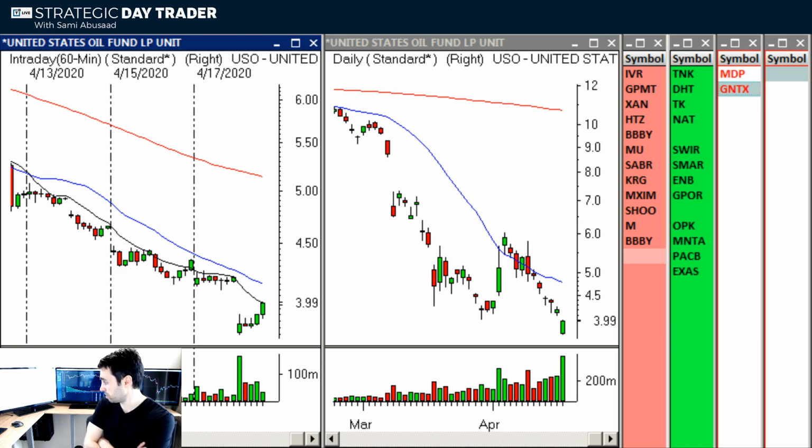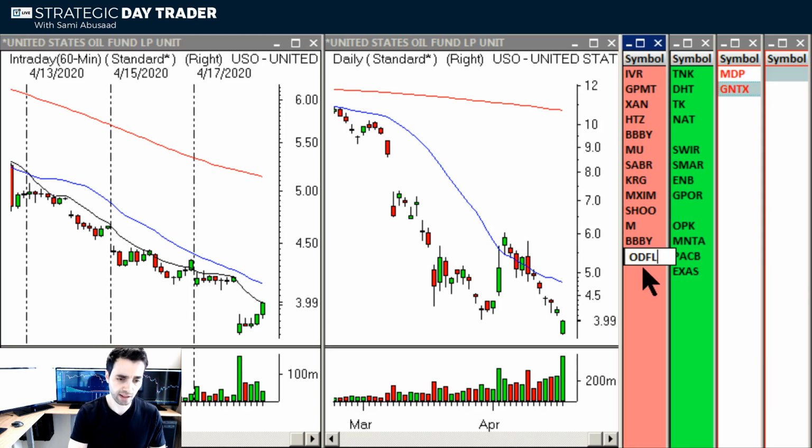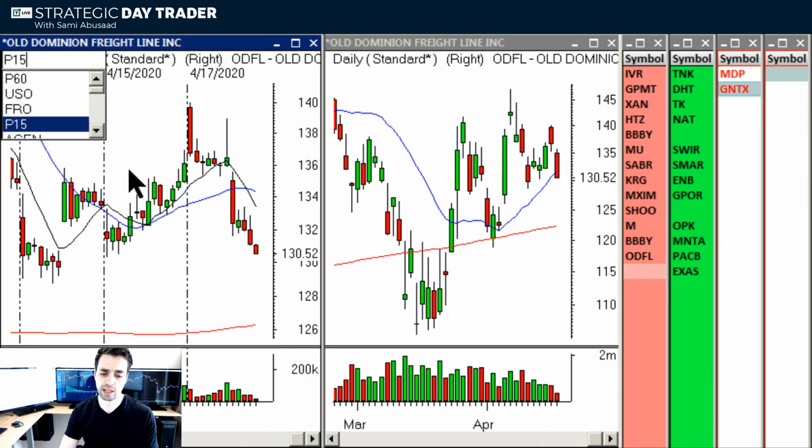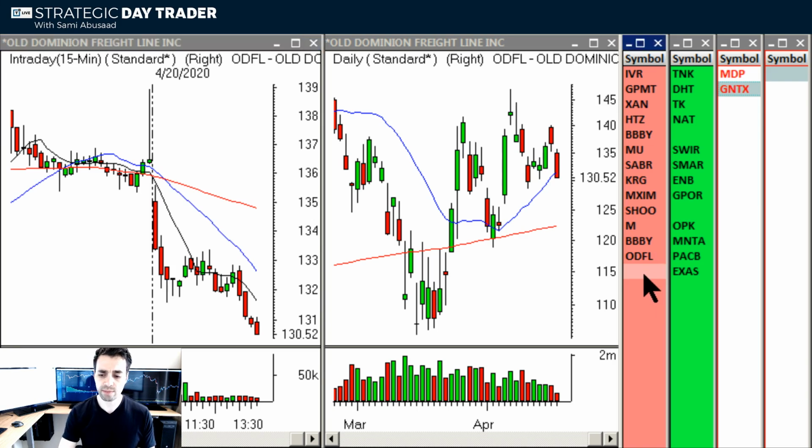All right. So looking at industrial stocks. ODFL looks lower. Very, very weak. So we'll add it to the list. But again, it's not a base breakout, and it's not a rally and a sell setup. Utilities are really weak. Look at LNT, how weak it is. CMS, they're all very, very weak.